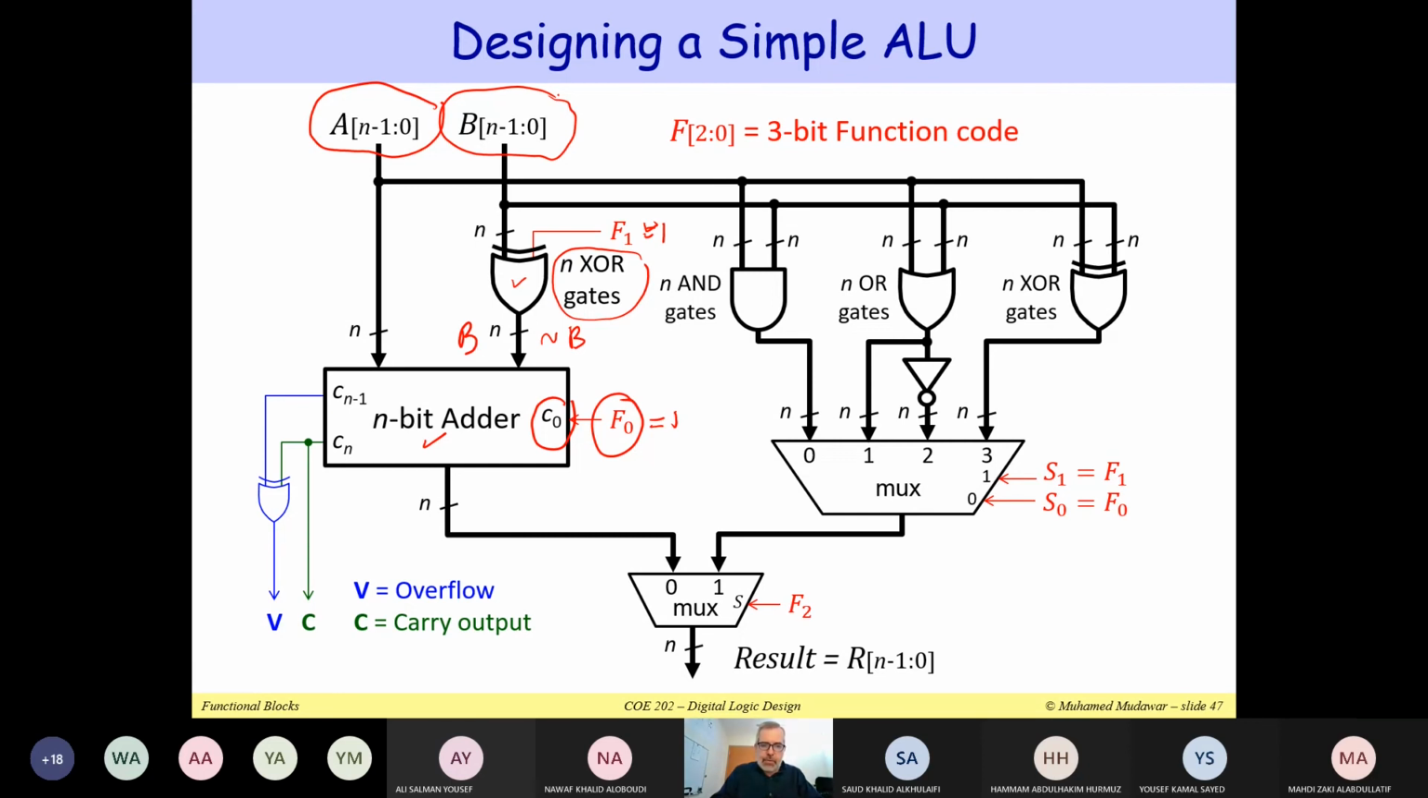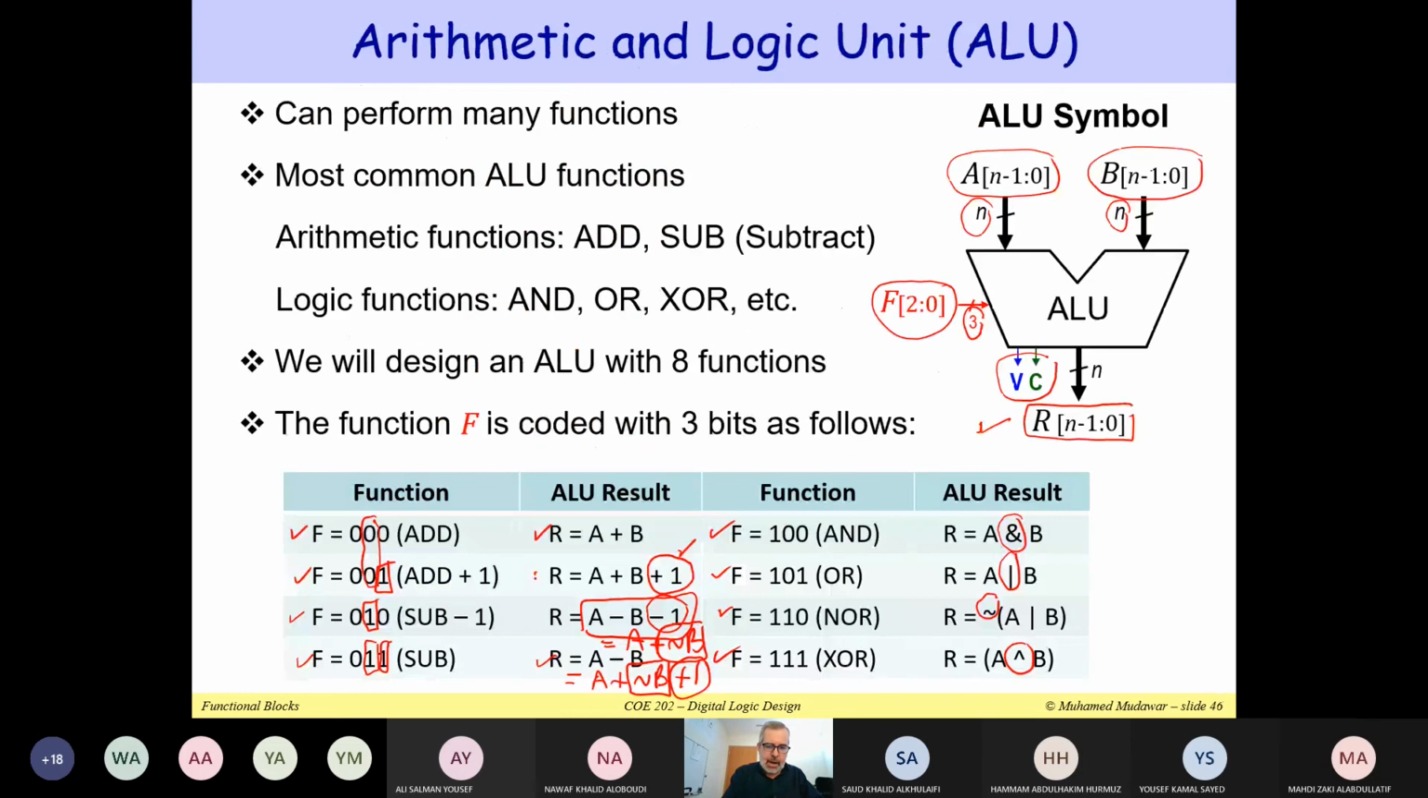The same thing, for example, when I would like to calculate R equal to A plus B plus 1. Notice that this one here comes from F1. So I can just connect the function bit F1 to C0 for adding +1. It's a small trick which is needed to add the +1, okay?